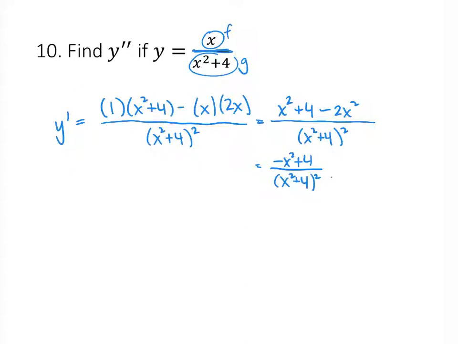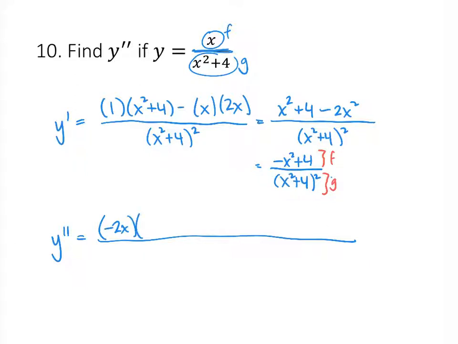So that's as simple as we're going to get that, but now we can take y double prime a little bit more easily. Again, we have a quotient, so our top function is f, our bottom function is g. So our quotient rule tells us that we have the derivative of the top, which is negative 2x, times the bottom, which is (x squared plus 4) squared, minus the top, negative x squared plus 4, multiplied by the derivative of the bottom.